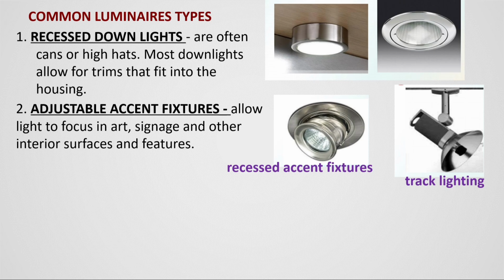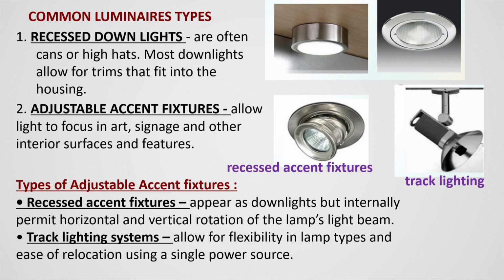The second common type of luminaires is adjustable accent fixtures. They allow light to focus on art, signage, and other interior surfaces and features. So, in adjustable accent fixtures, there are two types. First is recessed accent fixtures. They appear as downlights but internally permit horizontal and vertical rotation of the lamp's light beams. Second is track lighting system. It allows for flexibility in lamp types and ease of relocation using a single power source.